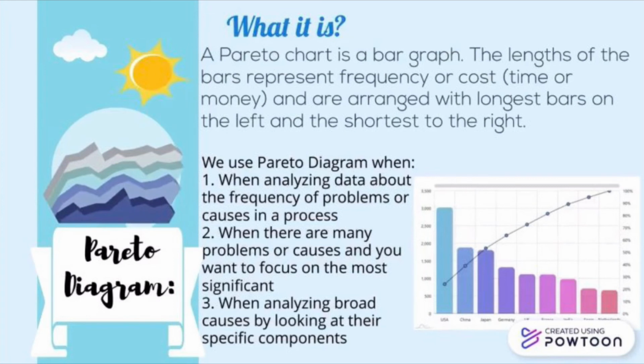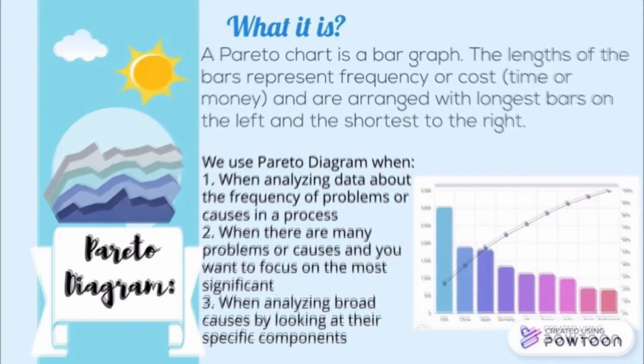The next quality tool is Pareto diagram. They allow to find the defects that cause most of the deviations. This tool can help us to analyze data about the frequency of problems or causes in a process. When there are many problems or causes and you want to focus on the most significant and communicate with others about the data.